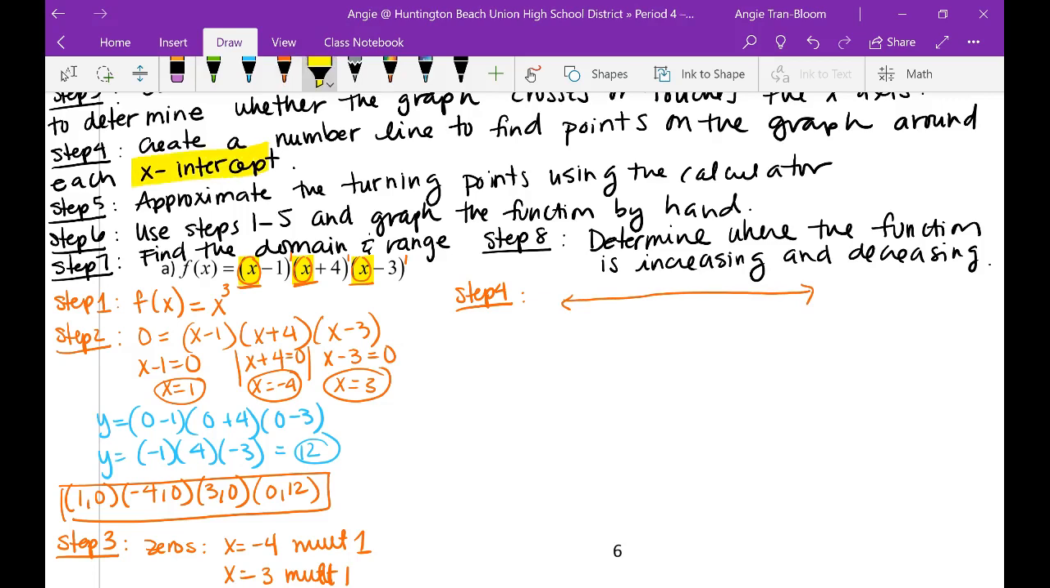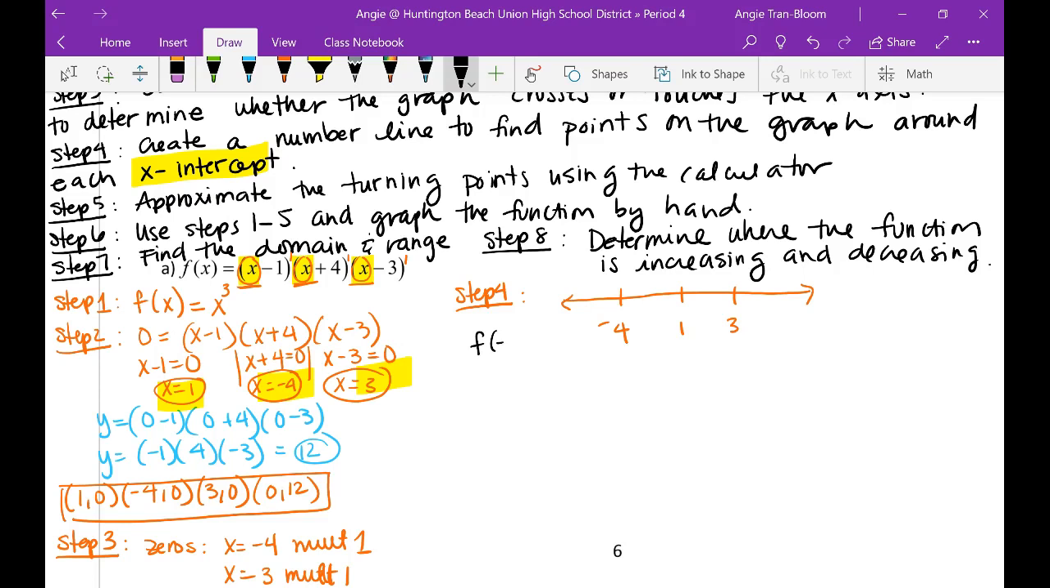So see this right here? I'm going to plug in the x-intercepts. I found 3 of them, right here. Okay? So I will plug in order, -4. It doesn't have to be to scale, okay? And what does it mean when it says create a number line to find points on the graph around each x-intercept? That means I'm just going to pick something over here, something on the left of -4.